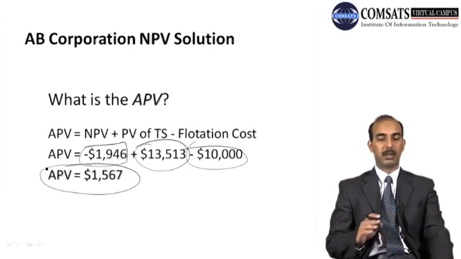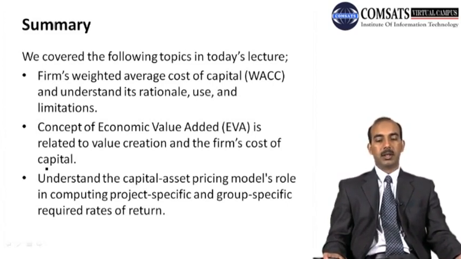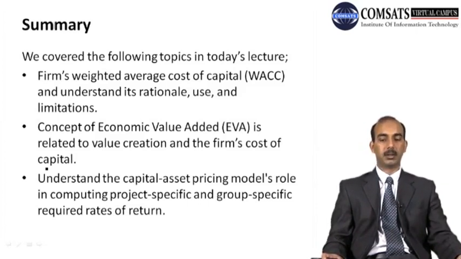And that was all about today's lecture. Now let's have a look. What did we study in our today's lecture? We discussed the firm's weighted average cost of capital and understood its rationale, use and limitations. And also we discussed the concept of economic value added and how it is related to value creation and the firm's cost of capital. And also we tried to understand the capital asset pricing model's role in computing project specific and group specific required rates of return. And also in the end, we discussed the adjusted present value and we solved a problem also related to the adjusted present value.